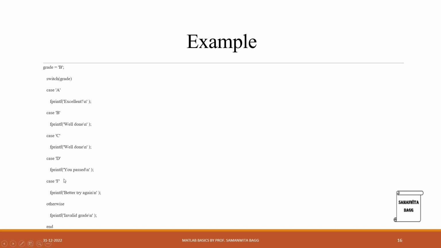So you can see here, grade B. Switch grade. So we are talking about the grade. We have chosen B here. First case is A, so obviously this is not true. Case B. You can see B and B have been equated. So what will it print? Well done. It will not go for case C, D, F, otherwise because it has already got a true statement for case B. So we will just run this program on MATLAB and I'll show you by changing this grade value over here what you obtain.